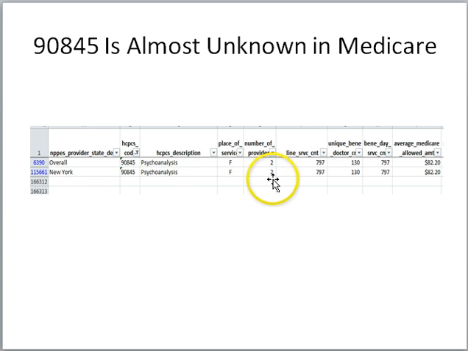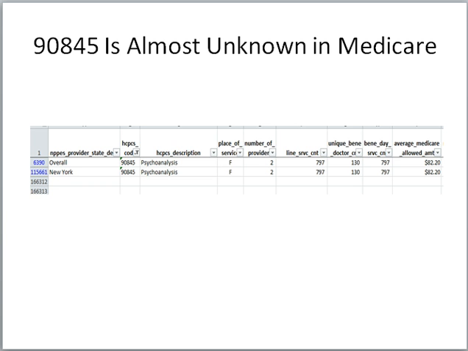Apparently, only 2 doctors were billing it, and they were both based in New York, because the 2 doctors in New York are the same as the 2 doctors in the United States. Those 2 doctors did, however, bill about 800 services and apparently for 130 different beneficiaries, so about 5 visits per beneficiary. And Medicare was only paying them $82 for an hour of work, so that's probably why not many people find that popular.